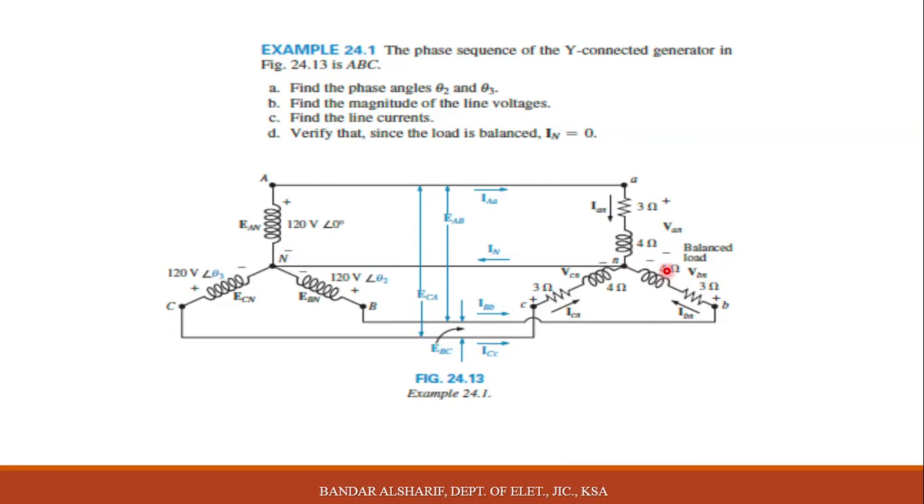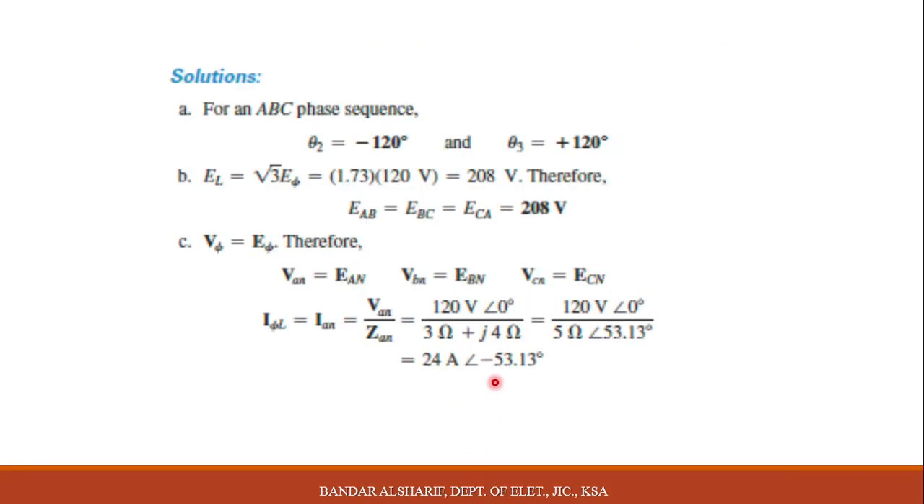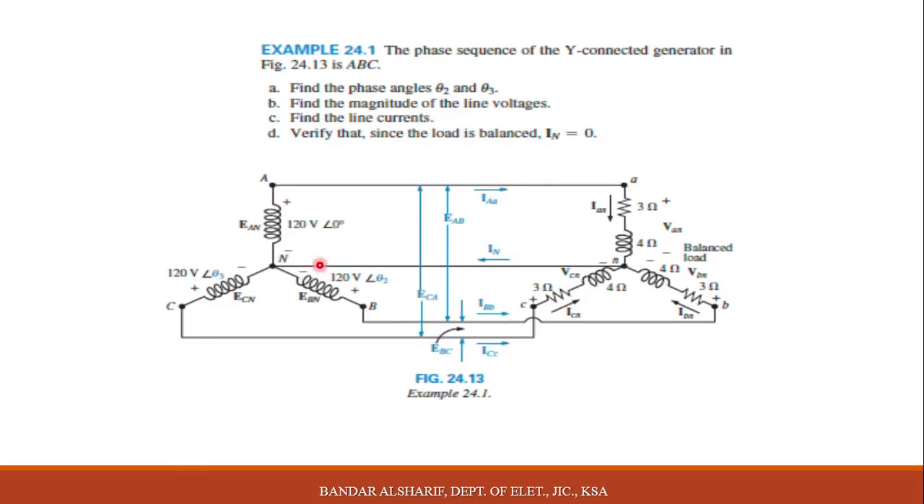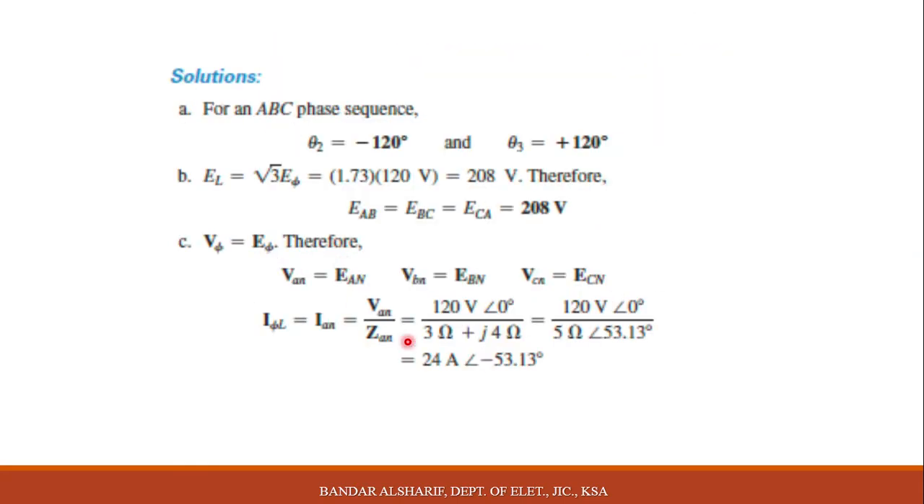Then for each phase the impedance equals 3 plus j4, since it is an inductor. If it is a capacitor, we will say 3 minus j4. Then 120 with angle 0, see, it's given, divided by the impedance, you will get the value 24 ampere. Don't forget the unit when you write the answer. And then the angle minus 53.13.